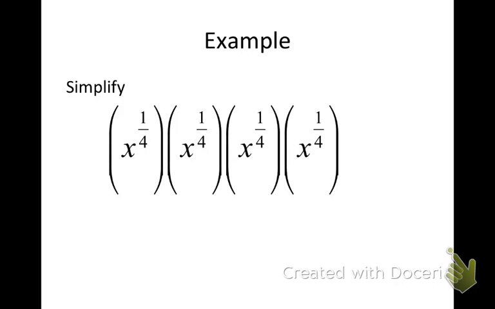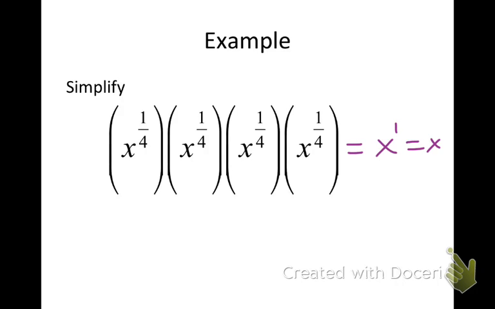Okay, so now let's throw in some variables into our lives. So we've got x to the 1/4 times x to the 1/4 times x to the 1/4. We're almost done. Times x to the 1/4. Do you have the same base? Yes. What do I do when I have the same base and I have exponents? Add them. What is 1/4 plus 1/4 plus 1/4 plus 1/4? So it'd be just x to the 1, which is just x.